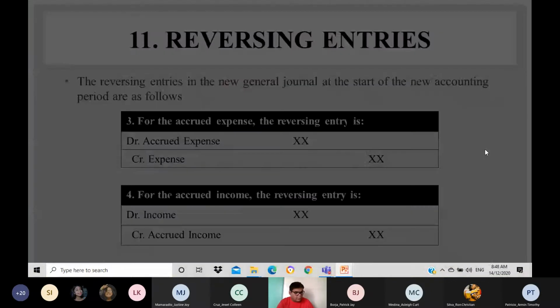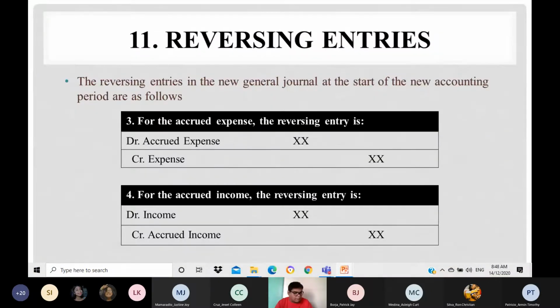And then number 4, for the accrued income, the reversing entry is the income. So you have to specify which account, which income account yung income na i-debit, and credit the accrued income or income receipt.